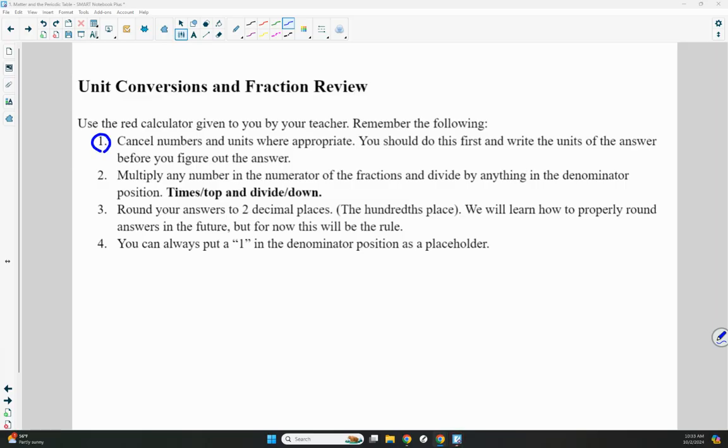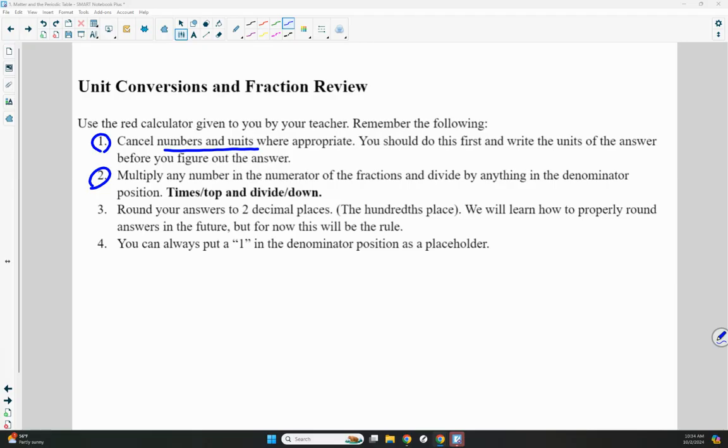Item number 1 says to look for things to cancel. Look for both numbers and units, and I'll show you some examples of this shortly. Item number 2 says to multiply any numbers that are in the numerator position, that's the top of the fraction, and to divide by anything that's in the denominator position.